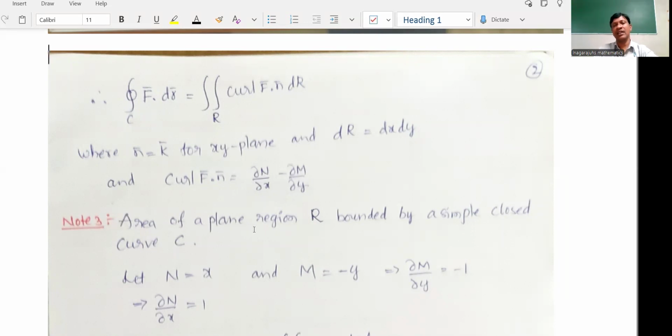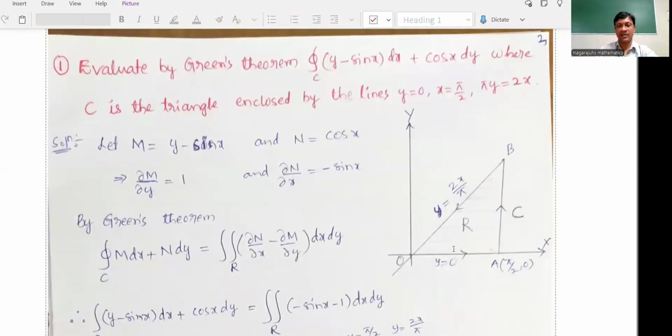Again, we have one more note: the area of a plane region R bounded by a simple closed curve C. Let N is equal to x and M is equal to minus y, which implies dou N by dou x is equal to 1, and dou M by dou y is equal to minus 1. So we substitute these values in the Green's theorem condition.